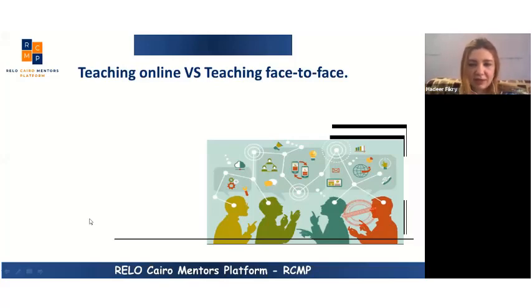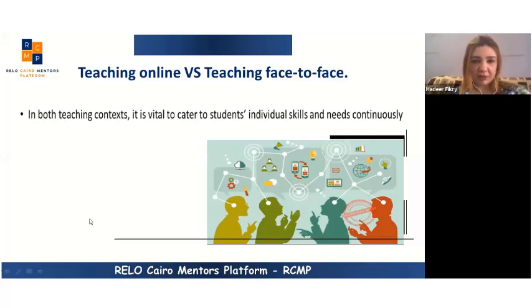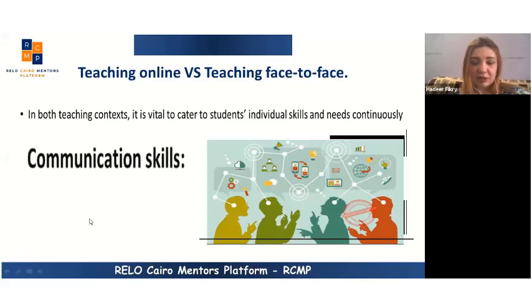So basically, the common features that we are talking about are what? In both contexts, it's vital to talk about the individual skills of your learners and their needs on a continuous basis. So let's start by talking about communication skills, since they are the key skills mostly needed in online classes. So can you please answer this question?